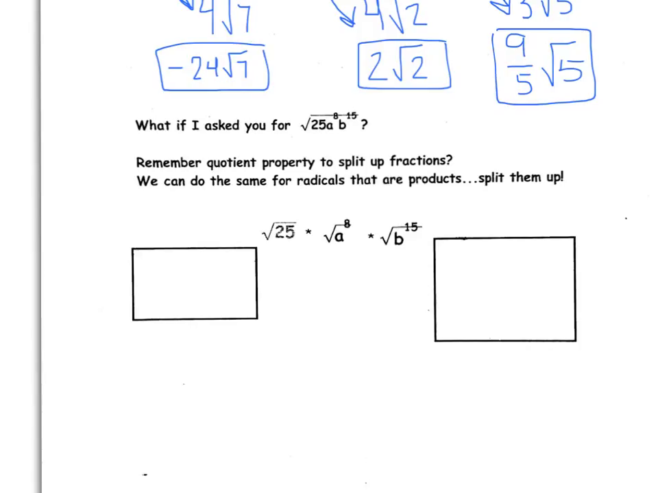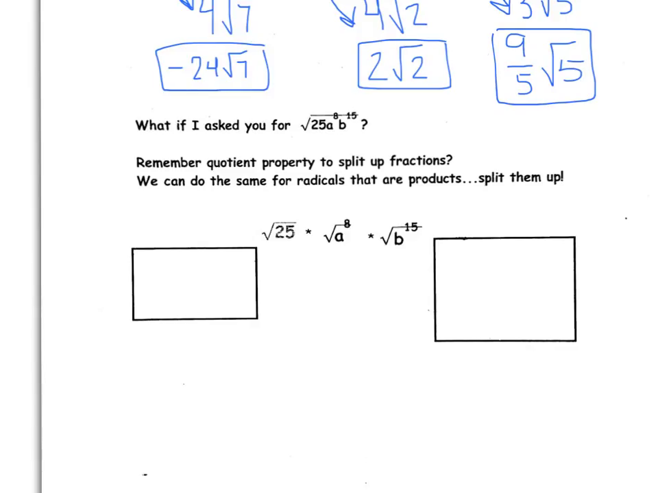Okay. The last thing here is what to do when we have letters or variables inside of our radical. Now, the nice thing that when we have multiple things inside the radical is we can actually treat them as completely separate radicals. So, for example, you have the square root of 25, a to the 8th, b to the 15th. We can separate them into 3 separate radicals.